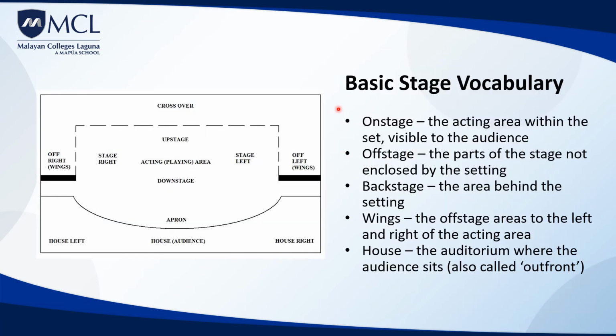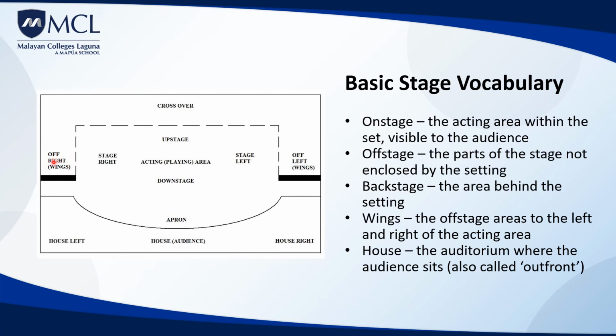All right, here are some more stage vocabulary words. On stage means the acting area within the set, which is visible to the audience. On stage, visible to the audience. Off stage means the parts of the stage which are not seen by the audience. They are enclosed by the setting. Okay, so where are the off-stage areas?